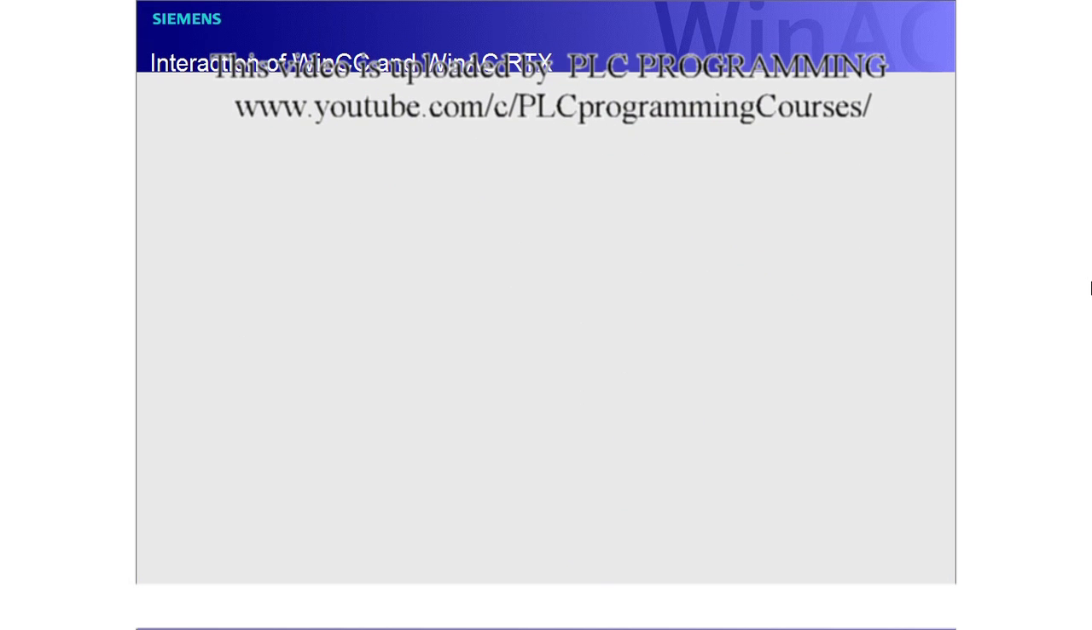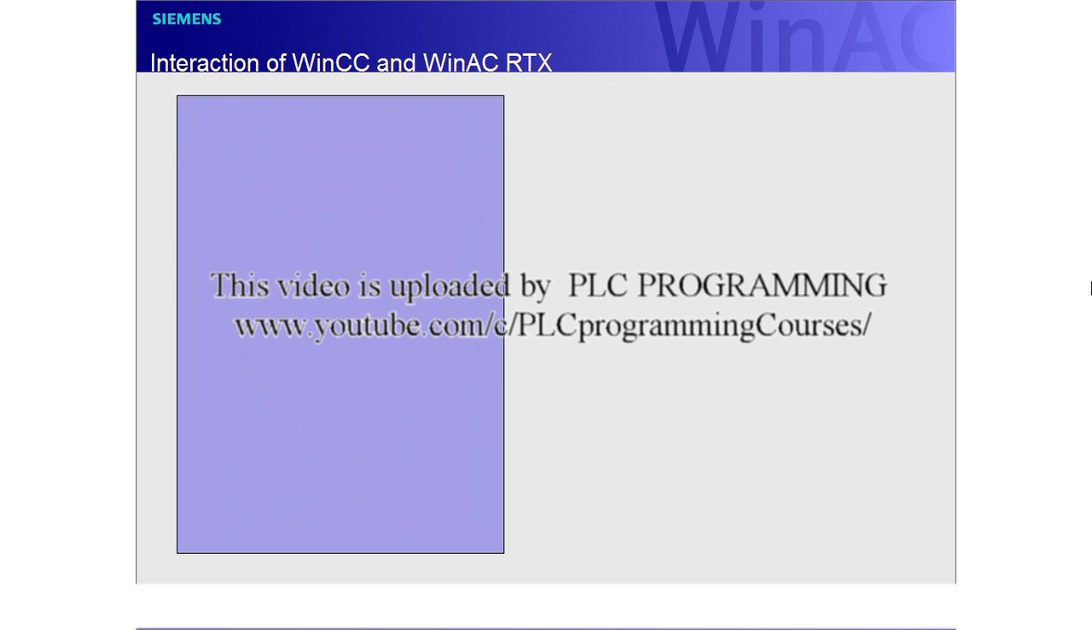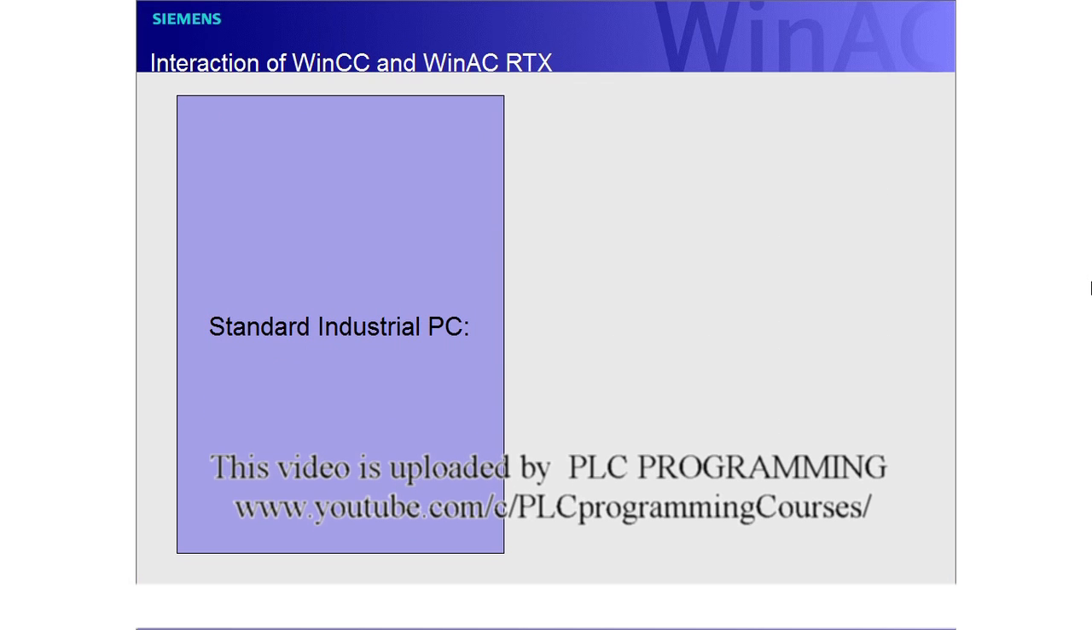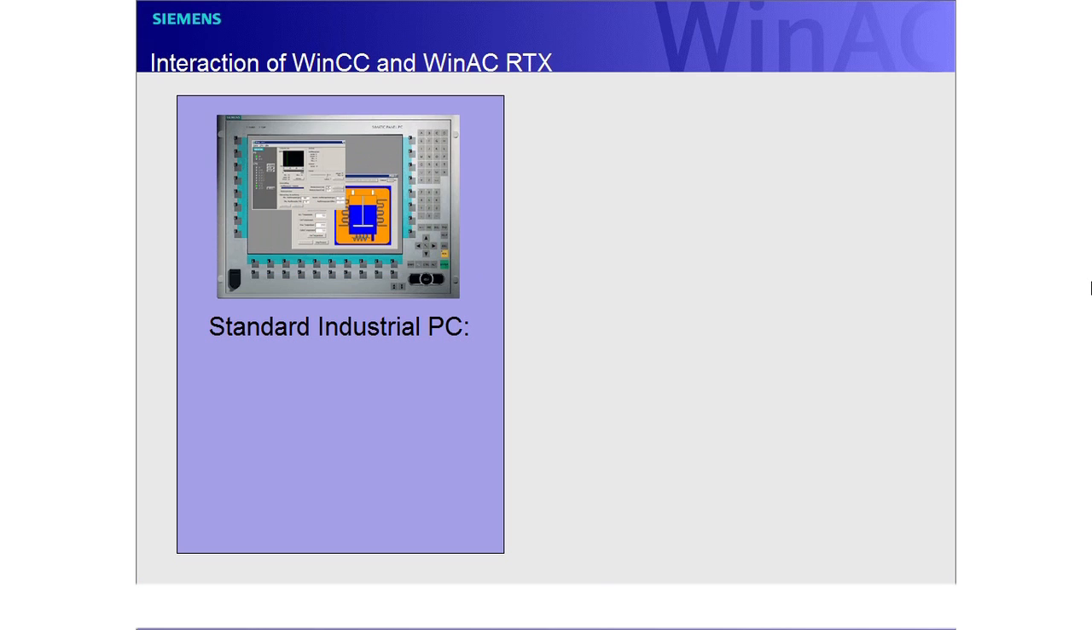Let us now consider the components which are being used. PC-based controllers can run on any standard industrial PC. Siemens offers a whole range of devices to choose from. The software PLC SIMATIC WinAC RTX has been installed on the PC.